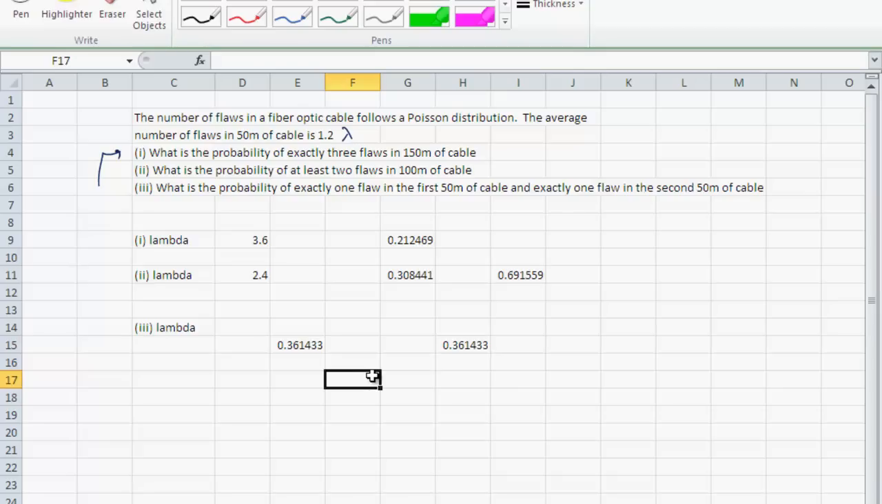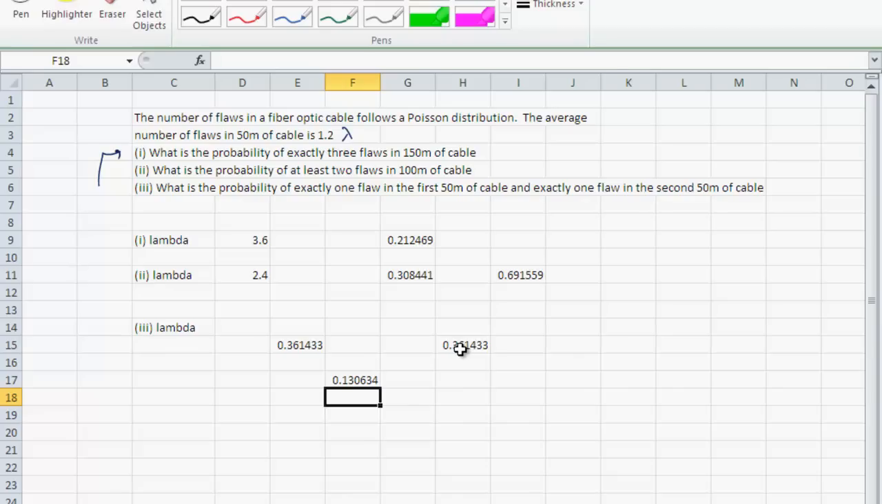Now, these two events, flaws in the first 50 meters and flaws in the second 50 meters, are independent events by the third characteristic of the Poisson distribution. So the probability of exactly one flaw in the first 50 meters and one flaw in the second 50 meters is simply the product of these two. Okay, it's 0.13.